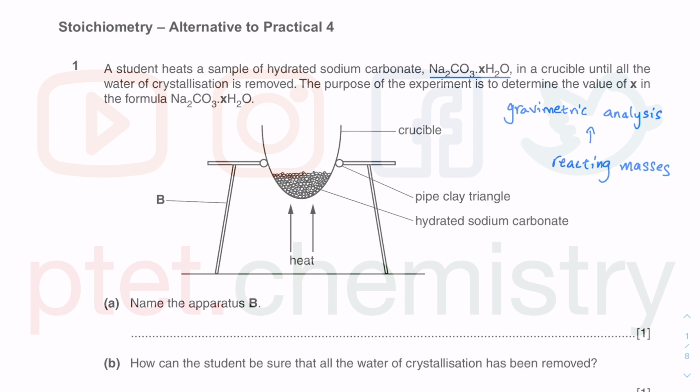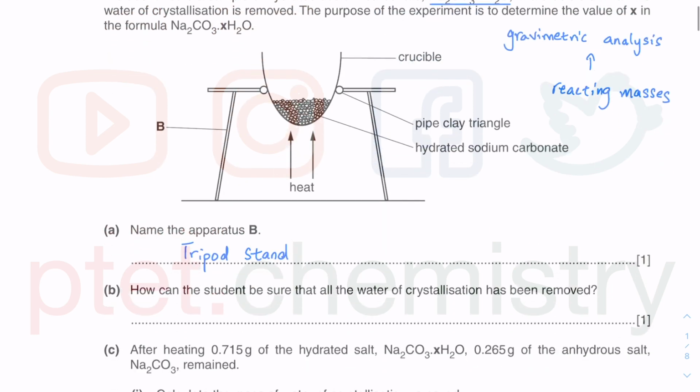We use a pipe clay triangle. We have this crucible and this apparatus B, which is used to support the pipe clay triangle as well as the crucible, is a tripod stand. So it's a tripod stand, T-R-I-P-O-D and then STAND.